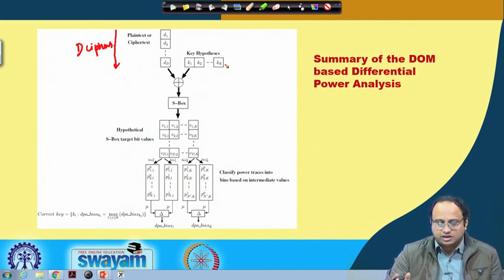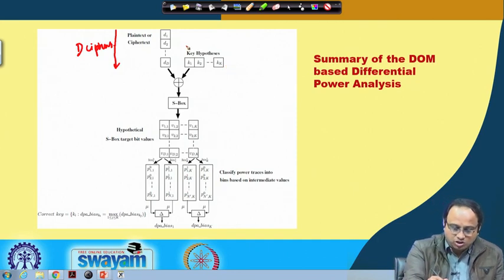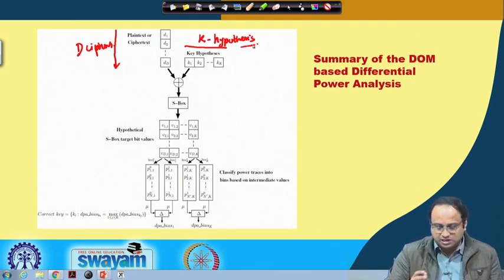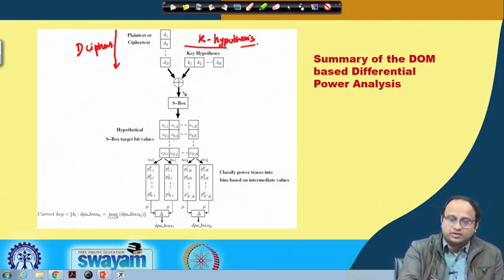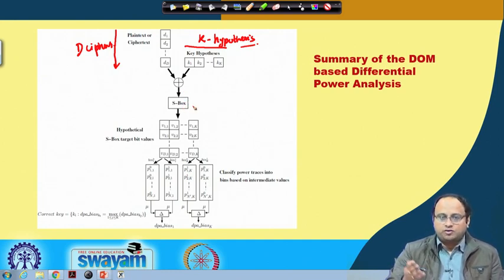And there are K values for a key byte. In the case of AES, there are 256 values for the key byte, so all these are your key hypotheses. There are K hypotheses which are possible, so the key can take capital K values. Now what you do is an XOR, and then an S box. You can do an inverse S box when you are operating from the cipher. You can also do the attack from the plain text.